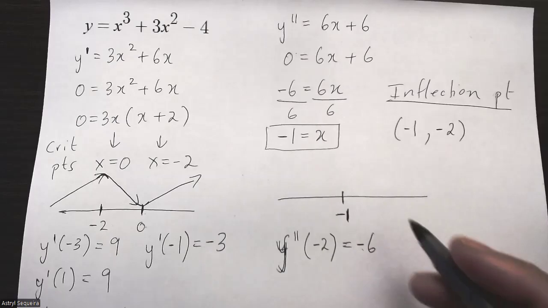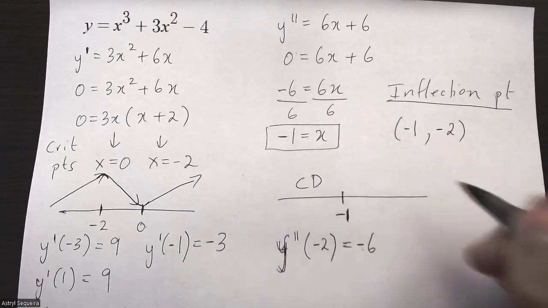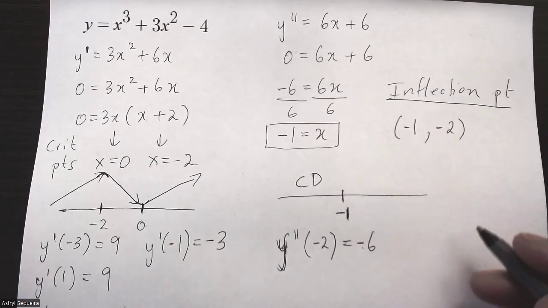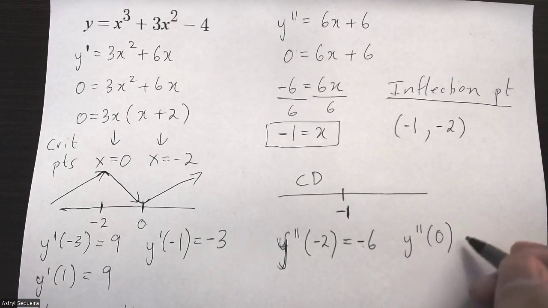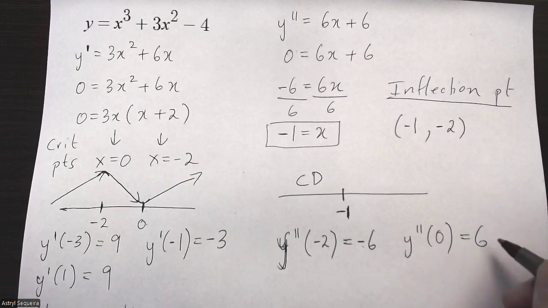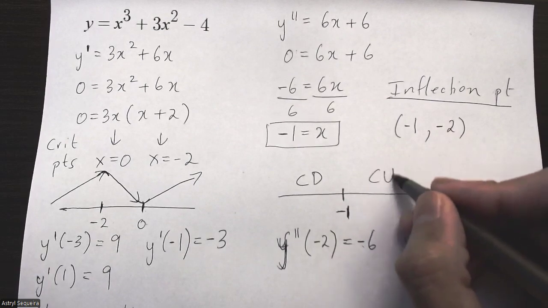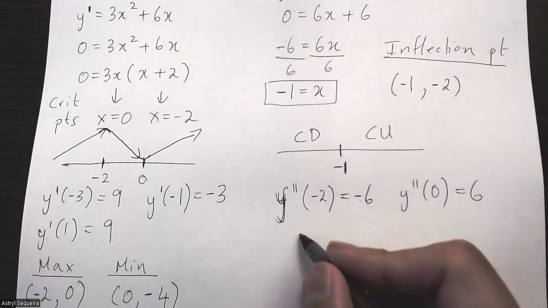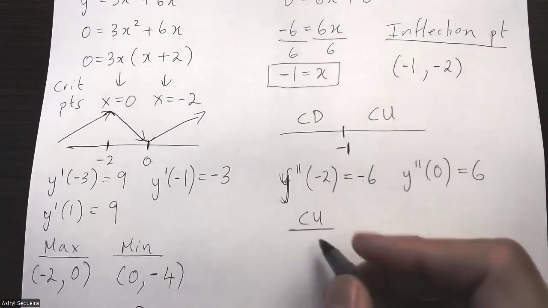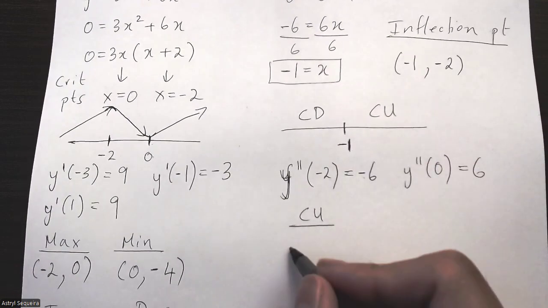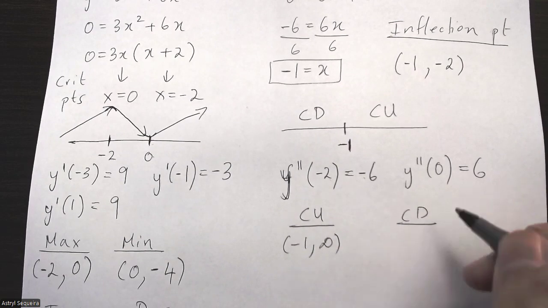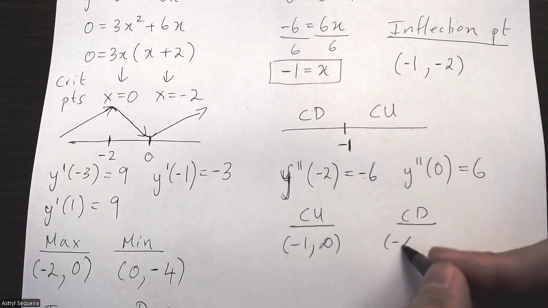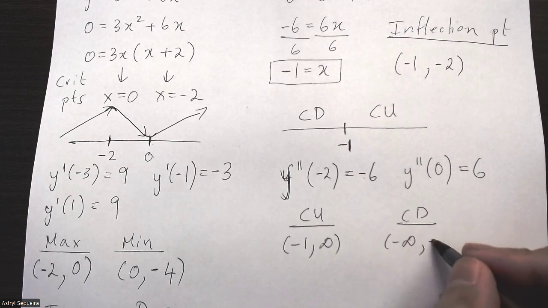If you get a negative value, it means it's concave down. Then I'll sub a value greater than -1, so I'll do Y double prime of 0. Just +6, a positive value means it's concave up. So my intervals of concave up are from -1 to infinity, and my intervals of concave down are from -infinity to -1.